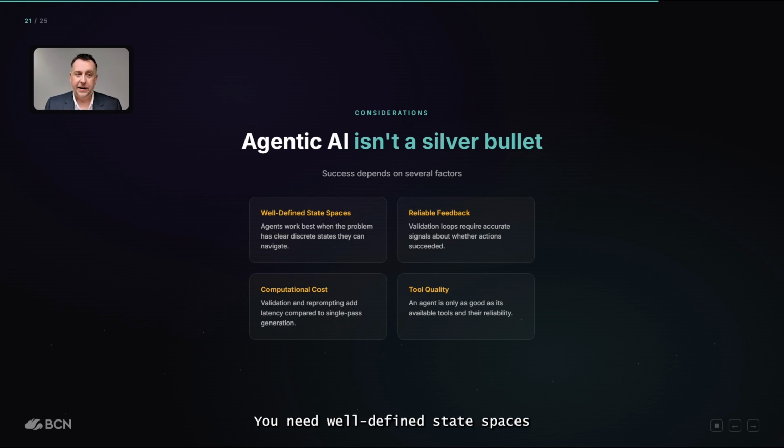You need well-defined state spaces. Agents work best when the workflow has clear states: intake, check, approve, execute, close. You need reliable feedback. Agents need strong signals to know what success should look like. Otherwise, they loop or guess. You need to consider computational cost, because agents can be more expensive as they can do multiple steps, retries and validations. So you need to think about that as you go through your build phase.